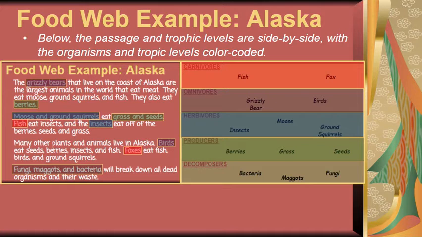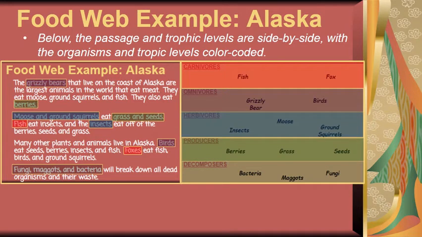Berries, and in the next paragraph, grass and seeds are producers. They're plants that are doing photosynthesis. Next, in that second paragraph, it tells us that moose and ground squirrel eat grass and seeds, which makes them herbivores. Fish eat insects, and so fish would be a carnivore, and the insects eat off of the berries, seeds, and grass. So insects would be an herbivore.